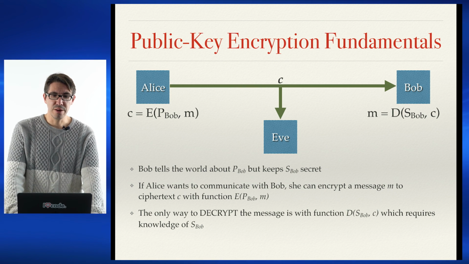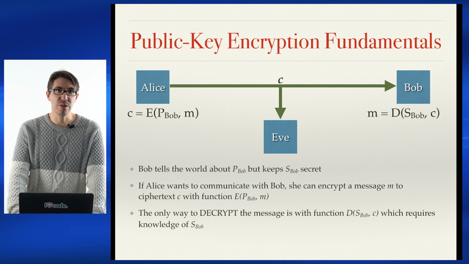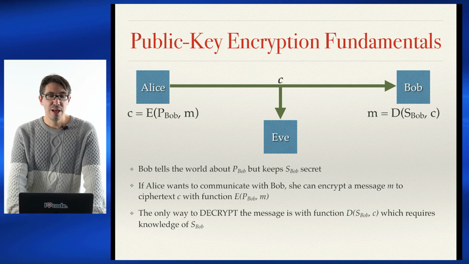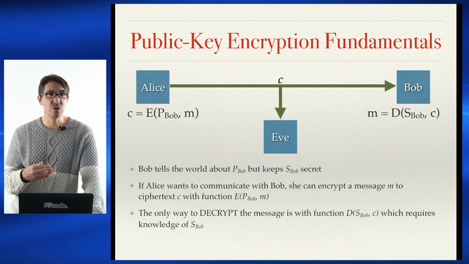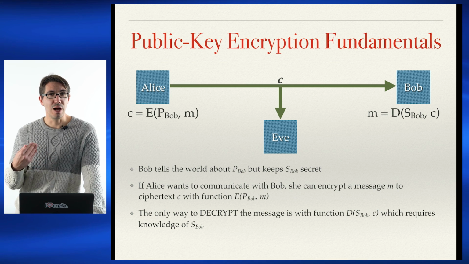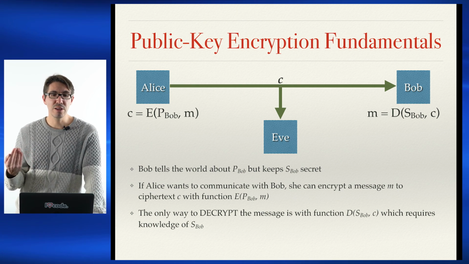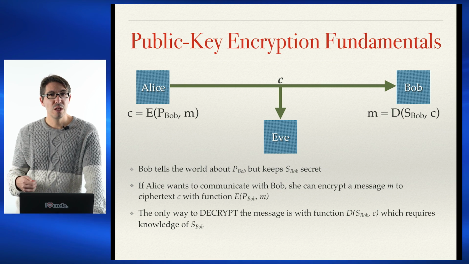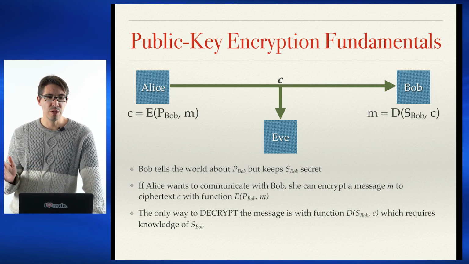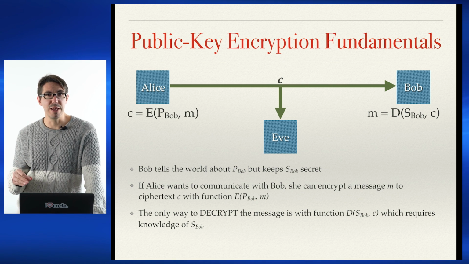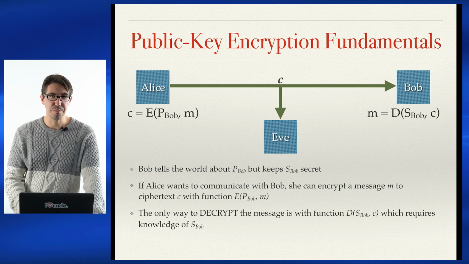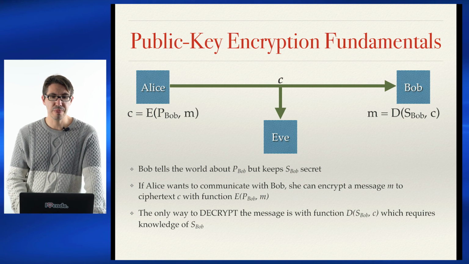As an example here, Alice would like to communicate with Bob. She does not have a secure channel to talk with Bob to exchange keys as in symmetric keys. However, we can actually do this entire message sending through public channels, even if Eve sees all the data going across the network. So remember, Bob is going to tell the world what P sub Bob is, that is, what his public key is. But he will keep his secret key very secret. He will not allow anyone else to know about it.